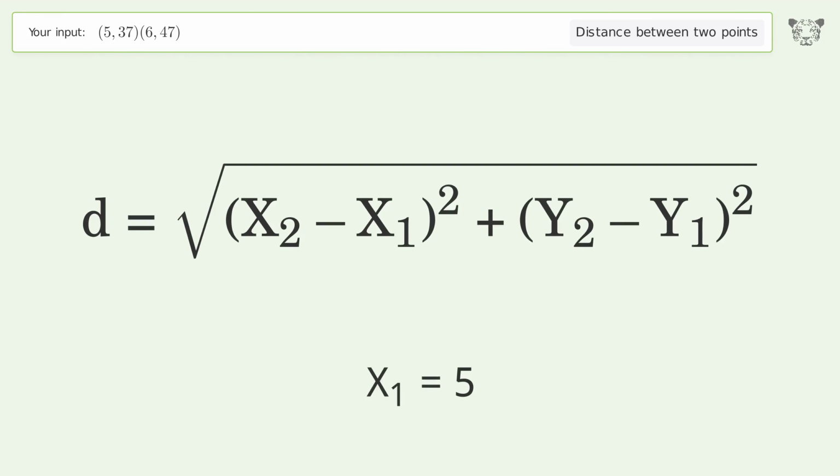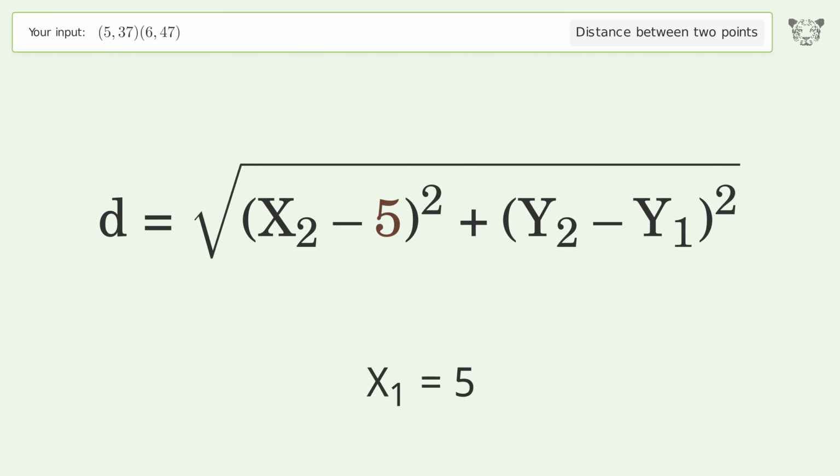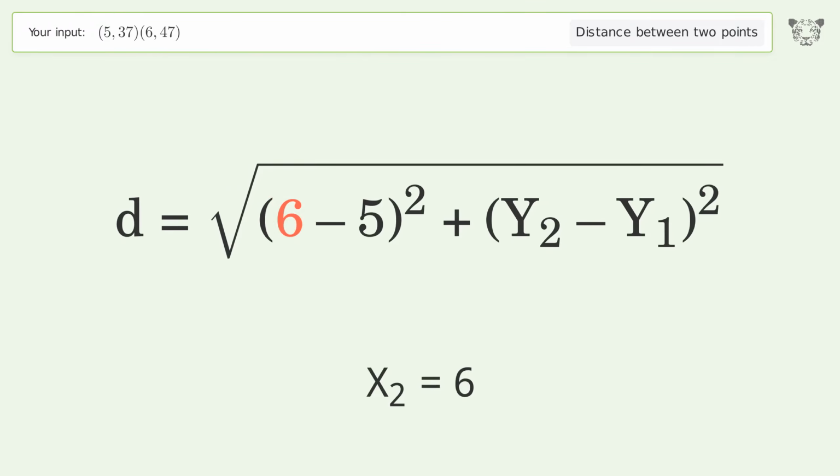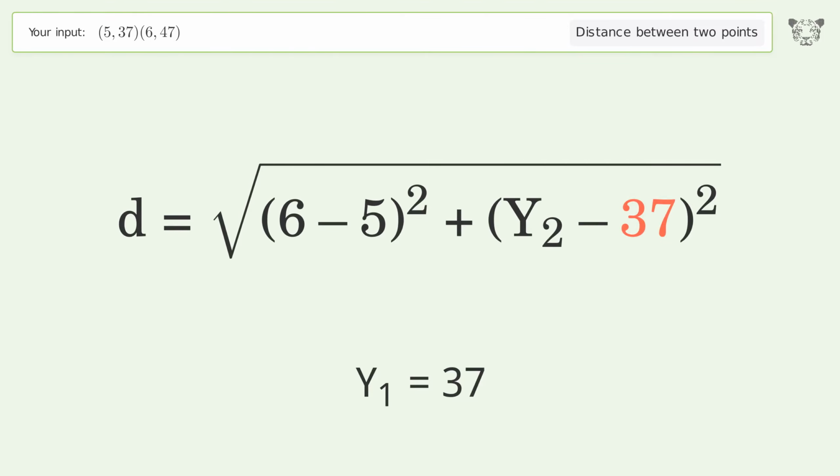x1 equals 5. x2 equals 6. y1 equals 37. y2 equals 47.